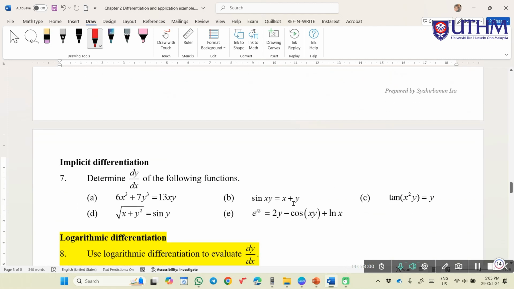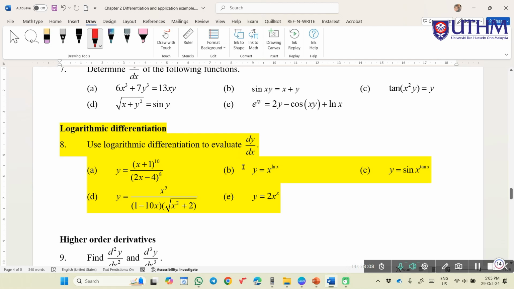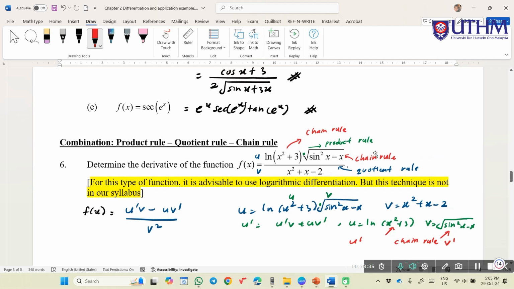What we can do is use the logarithmic differentiation, where we put the ln on the left hand side and the ln on the right hand side, just like this. After that, because ln will separate this into one term for each, we can simply differentiate each term. So I think that's all for the chain rule.